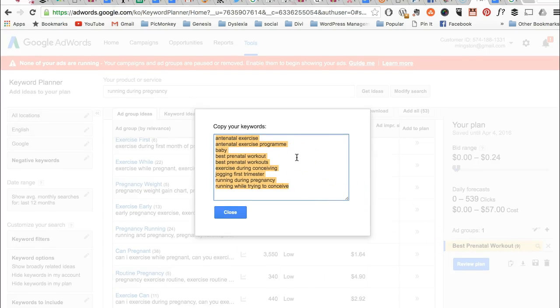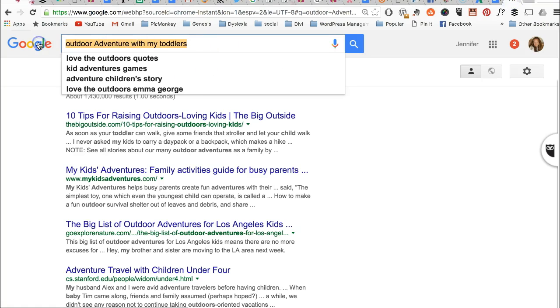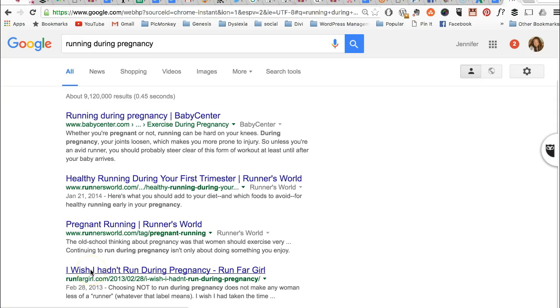So these keyword phrases garner all of those searches. So it's good, but one thing you have to remember is we're looking at an AdWords account. So what they're basically saying is there's not a lot of competition for people who are buying AdWords. What they're saying is that not a lot of people are buying the AdWords for running during pregnancy, but that doesn't mean that a lot of people aren't searching for it. So let's try and see what happens. We're going to grab running during pregnancy, and we're going to do a little search. So this is kind of what I do.